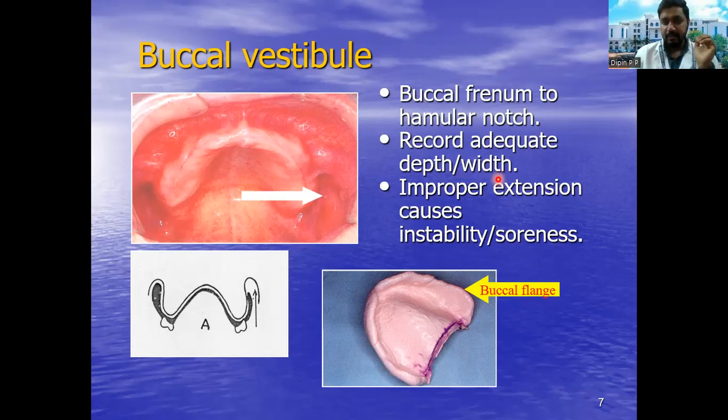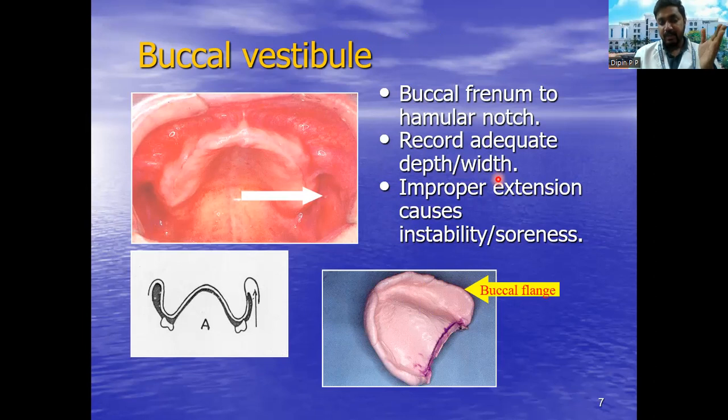So how will you record the labial vestibule and the buccal vestibule? When we are recording the border molding itself, we have two methods, an active method and a passive method. In the passive method, the operator will be doing the movement, and in the active method, we will ask the patient to do the functional movements. In the labial vestibule, for the passive method, we can hold the lip and the cheek area. We can do the upward, downward, and outward movement of the cheek and lip.